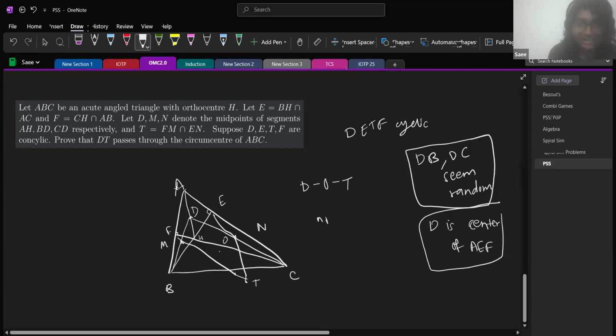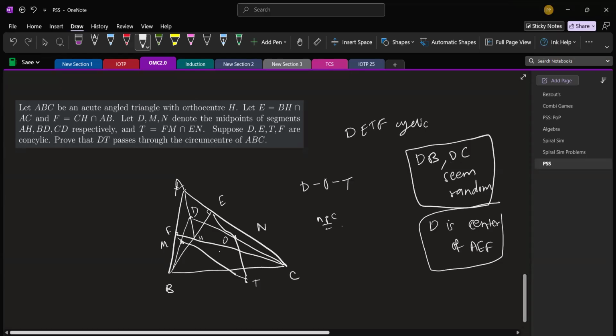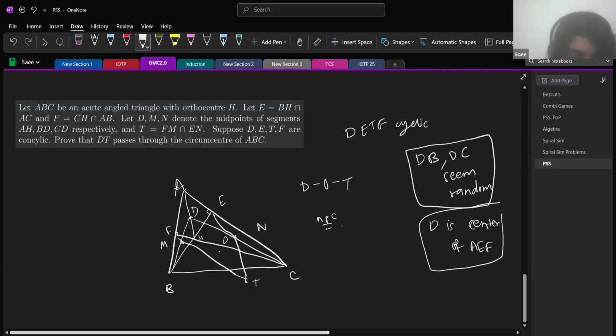Okay, nine-point circle. Sure. So then DEF are some more nine-point circle points. Wait, T lies on the nine-point circle. Yeah. Okay, that's why it makes sense to do the homothety, but still not a big difference. Is there any nice angles we know or something?